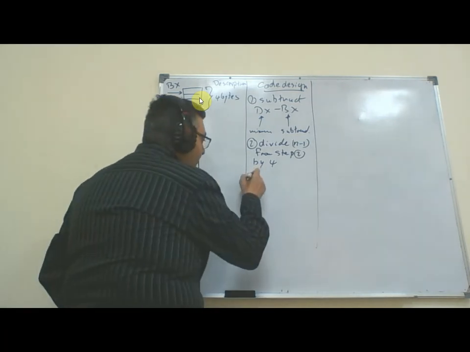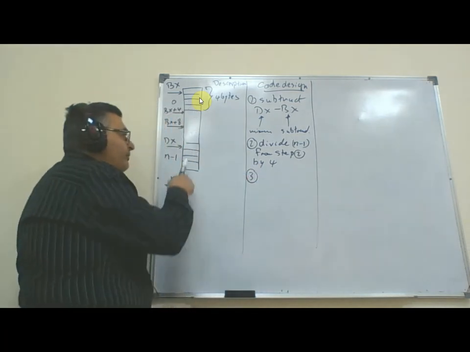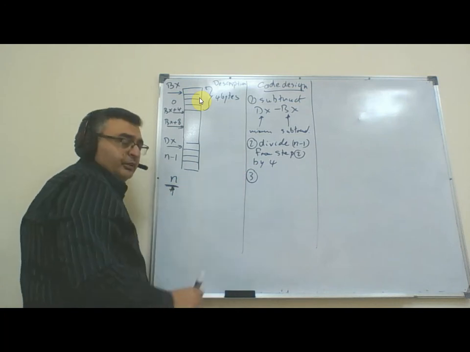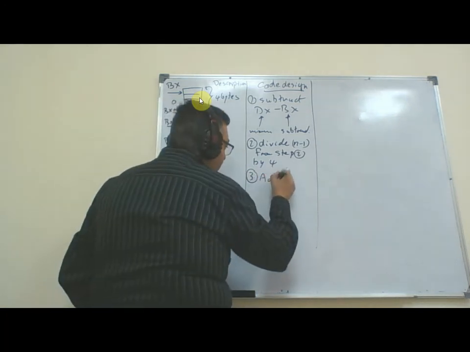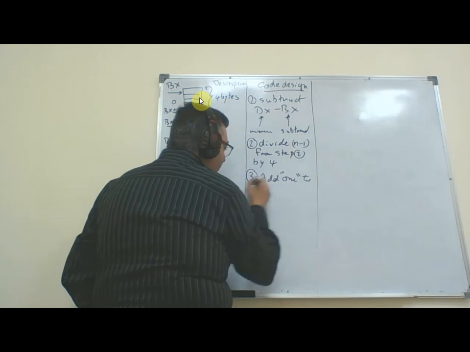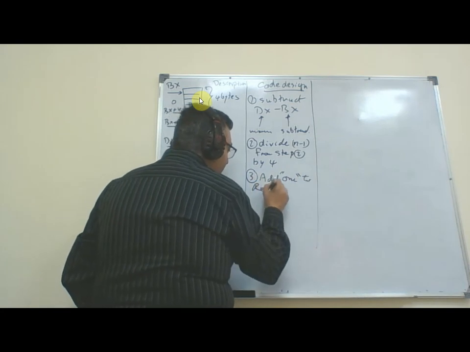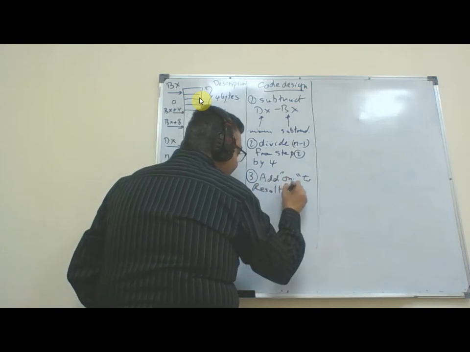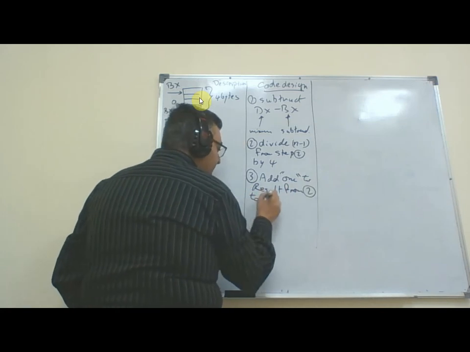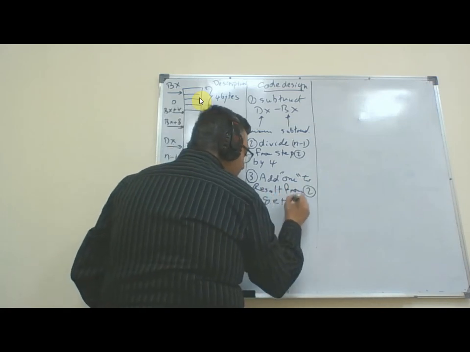Step number 3 is to add 1 to the number that we get in step 2. You add 1 to the result from step 2 to get n.